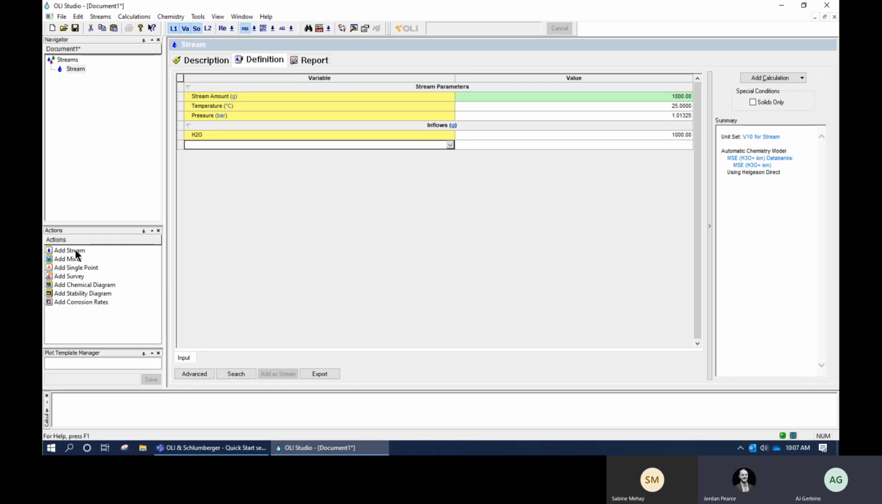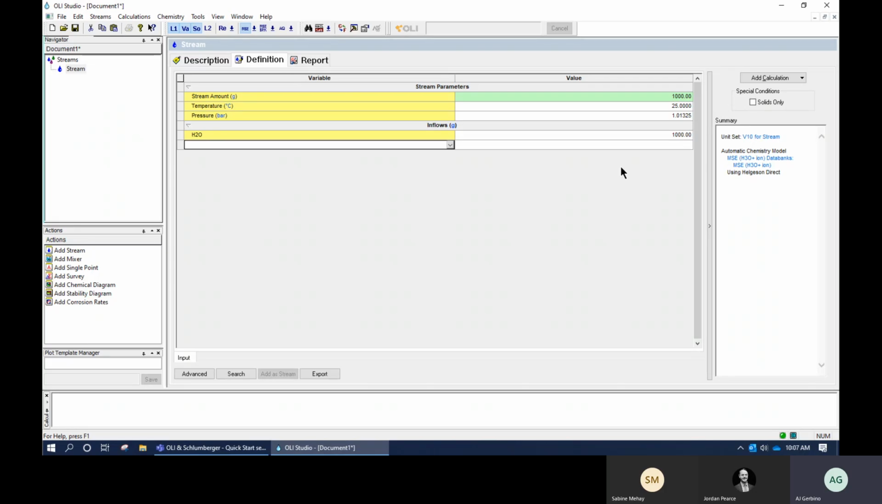Great. Okay, so we start by adding a stream. That's what I've just done here. And you see that when you create the stream, it appears in this navigator panel. The name of the file right now is labeled document1. That, of course, can be changed once you save it. And the center part of your screen contains a grid. And a grid is where you enter the inflows of your stream and the conditions.